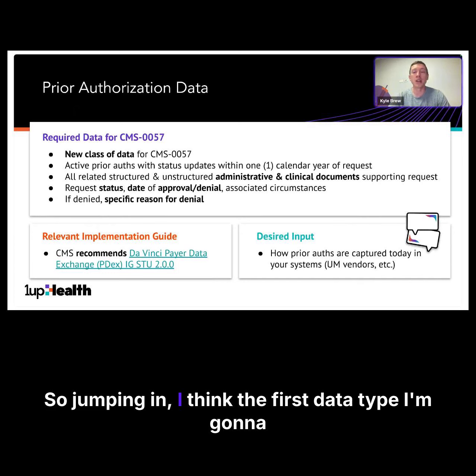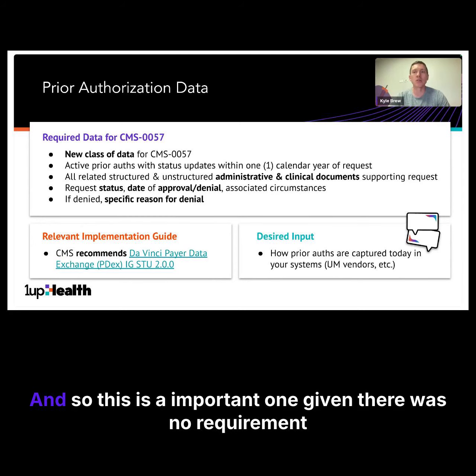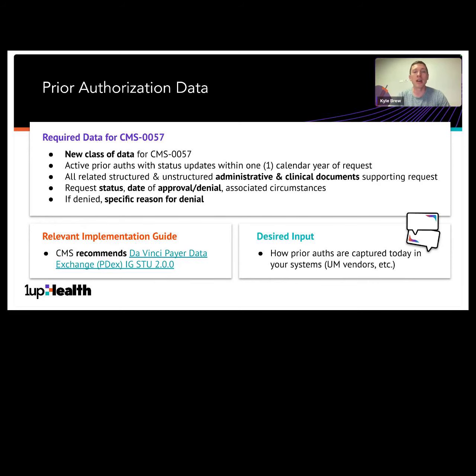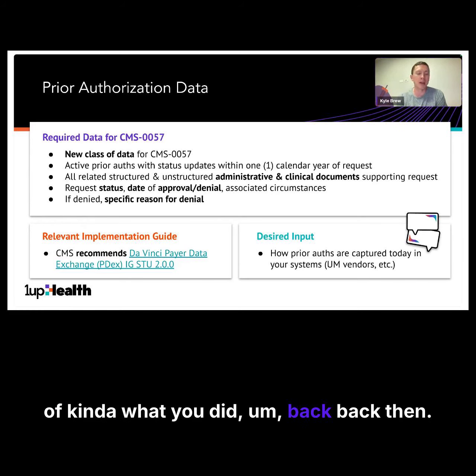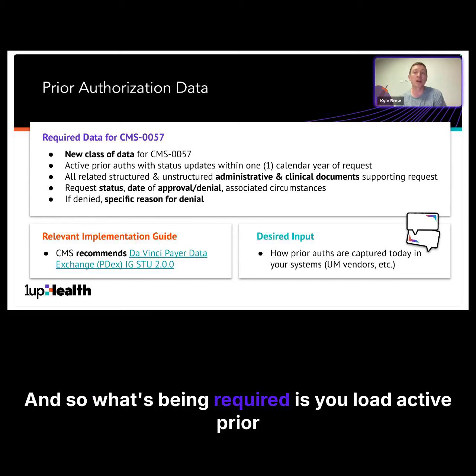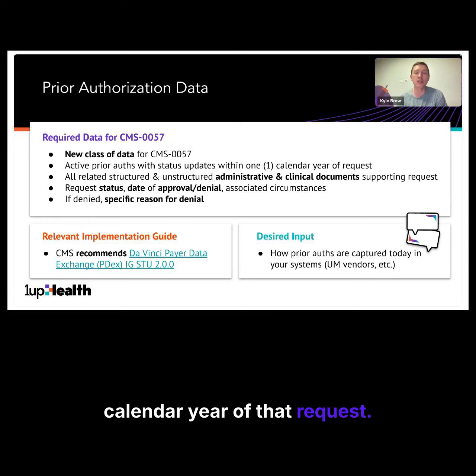So jumping in, the first data type I'm going to talk about is one that's actually net new for CMS 0057. This is an important one, given there was no requirement a few years ago, so it will be net new for everyone, regardless of what you did back then. What's being required is that you load active prior auths that have any kind of updates within the last calendar year of that request.